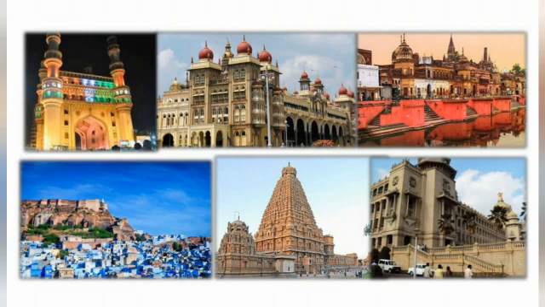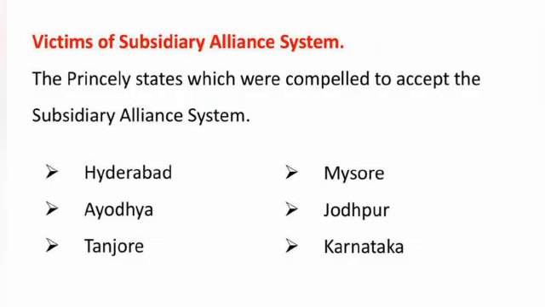Yes, of course, they were compelled. So it was not by wish, but they were strongly forced to accept it simply because they were defeated in the battles. The princely states which were compelled to accept the subsidiary alliance system were Hyderabad, Mysore, Ayodhya, Jodhpur, Tanjore, and Karnataka. So there are actually many princely states, but I have just selectively taken some. So all these states were very badly defeated in the battles with the Britishers, so they had no option but to accept the subsidiary alliance system.